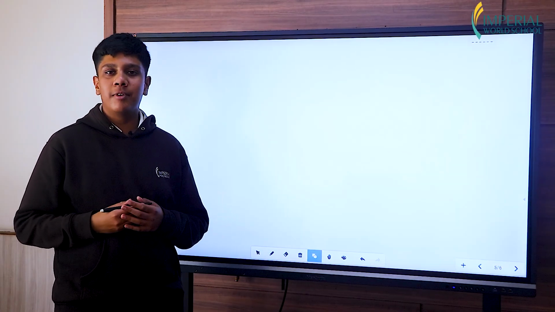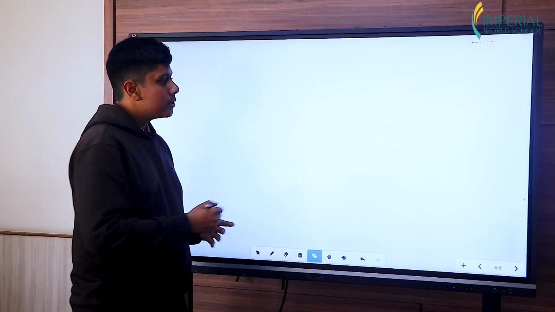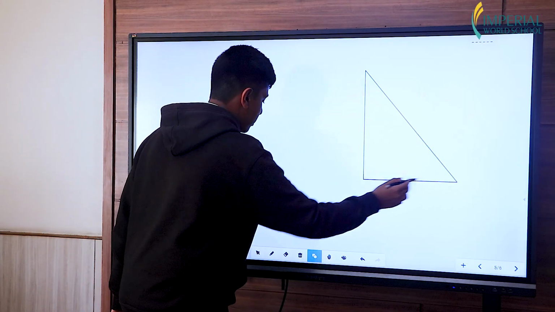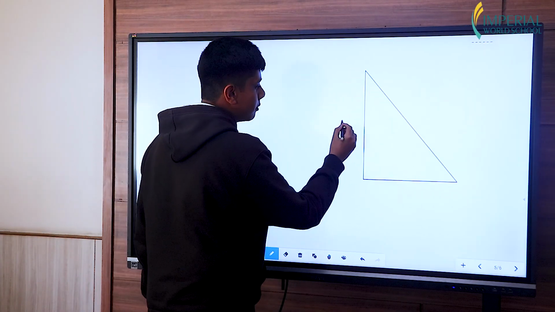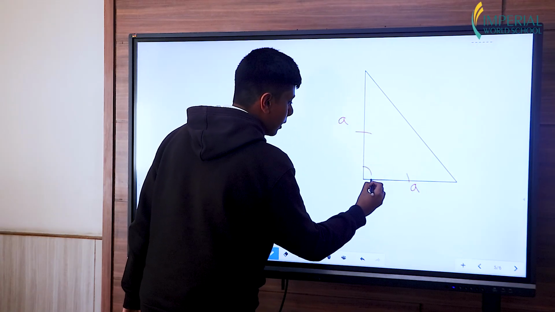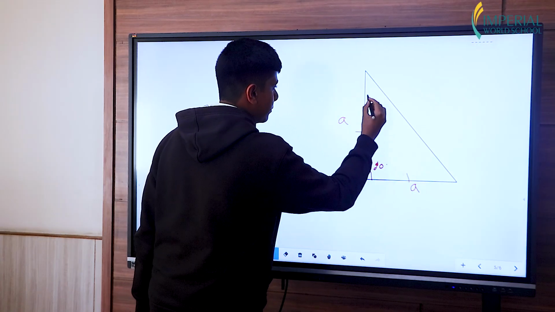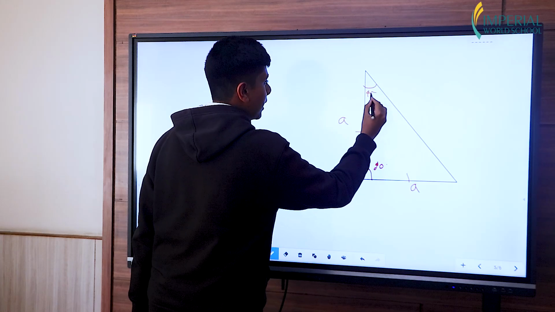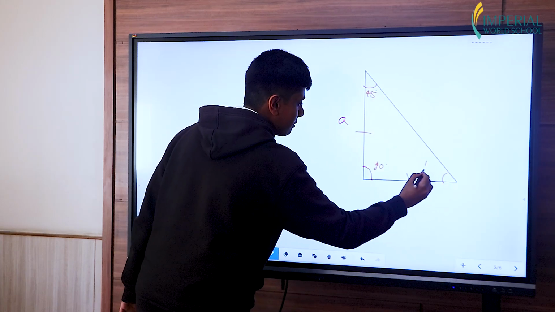Now let's find the value of sine 45 degrees. Here we will make an isosceles right angle triangle and we will name these sides a as they are equal, and the angle will be 90 degrees here, and these angles will be 45 degrees each.